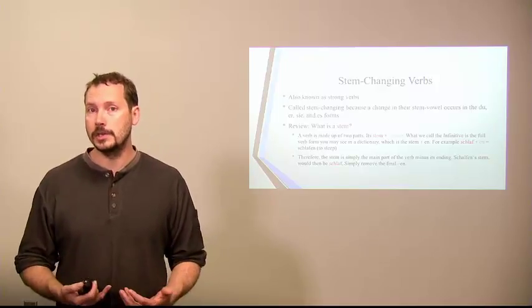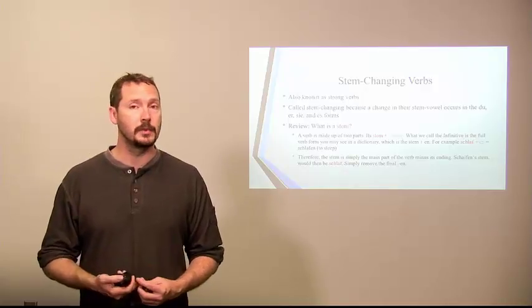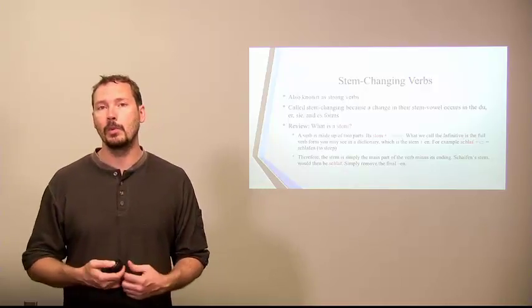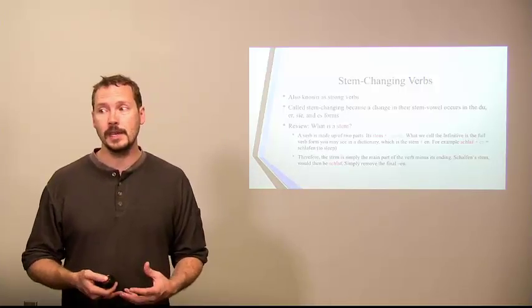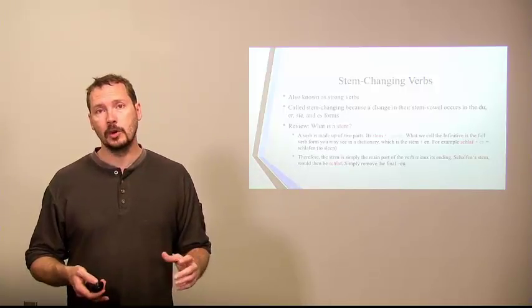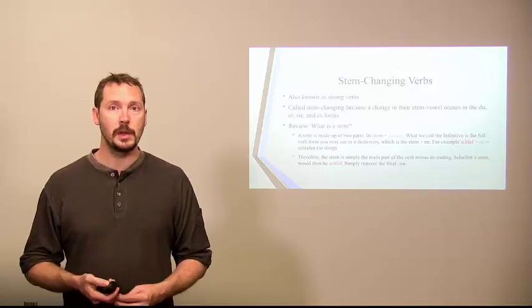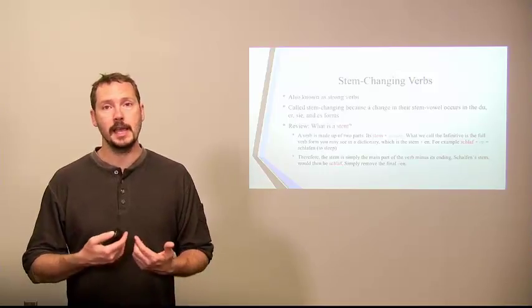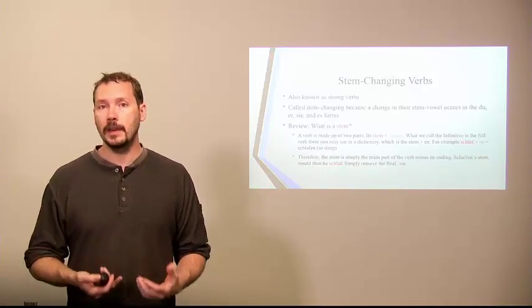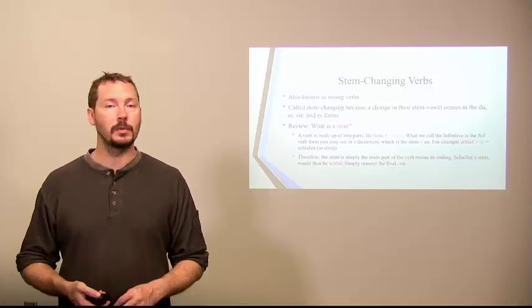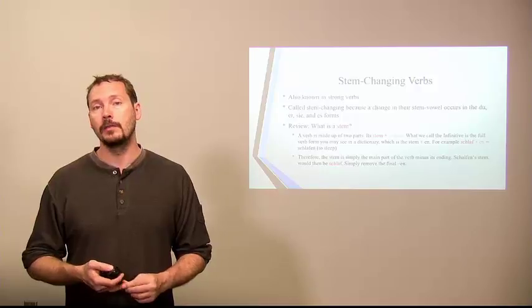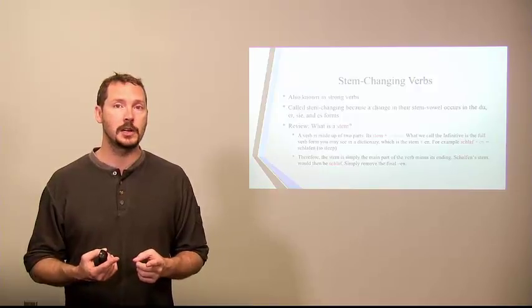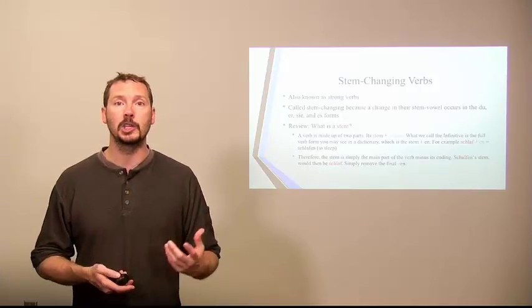It changes. And we're going to get into some examples in a second, but for those that don't remember what a stem is, we're going to take a quick review of that right now. So what is a stem? Basically, a verb is made up of two parts: its stem and its ending. And what we call the infinitive, and you might have seen this in your textbook, or maybe your teachers refer to it this way, the infinitive of the verb is often the full form of the verb that you see in the dictionary. So for example, to sleep, the verb is schlafen.